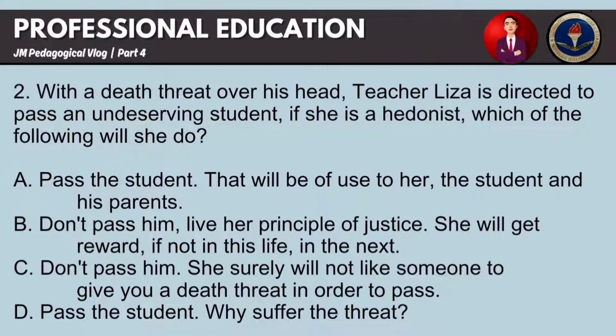With a death threat over his head, teacher Liza is directed to pass an undeserving student. If she is a hedonist, which of the following will she do? A. Pass the student. That will be of use to her, the student and his parents. B. Don't pass him. Live her principle of justice. She will get reward, if not in this life, in the next. C. Don't pass him. She surely will not like someone to give you a death threat in order to pass. D. Pass the student. Why suffer the threat?